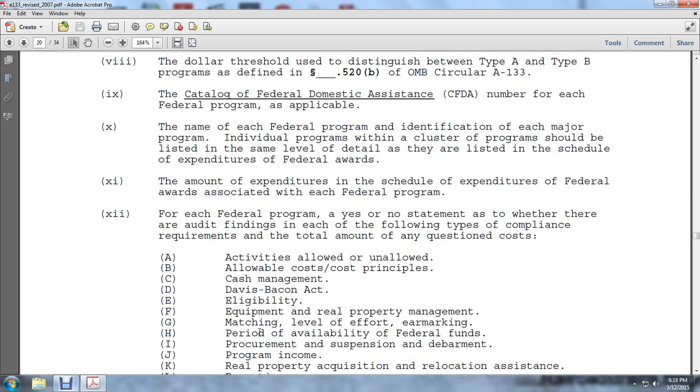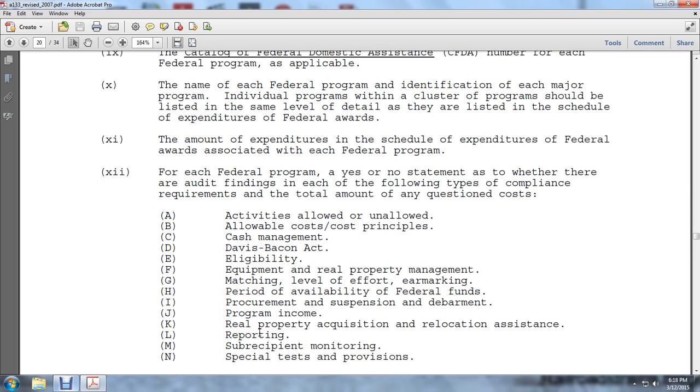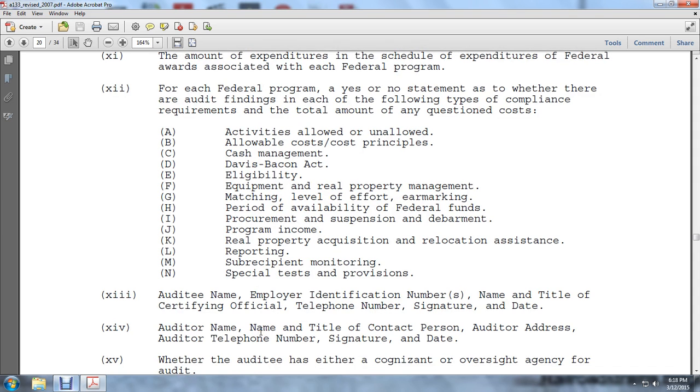J, program income, real property acquisition, relocation assistance, reporting, some recipient monitoring, special testing provisions. Name and employer identification number, name and title of the certifying official, phone number, signature, date, auditor name and title of the contact person, auditor address, the auditor telephone number, signature, and date.